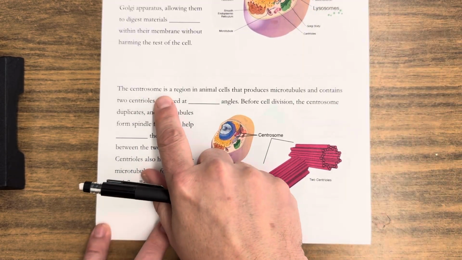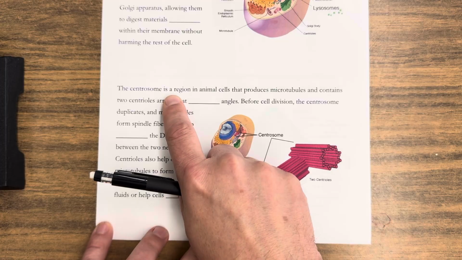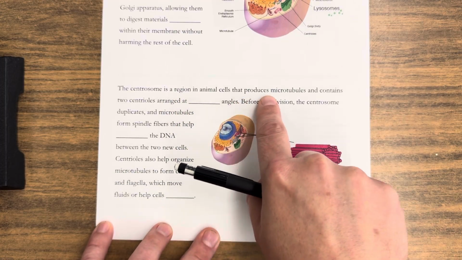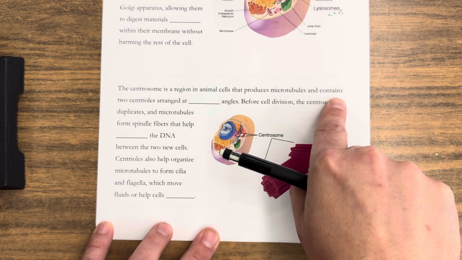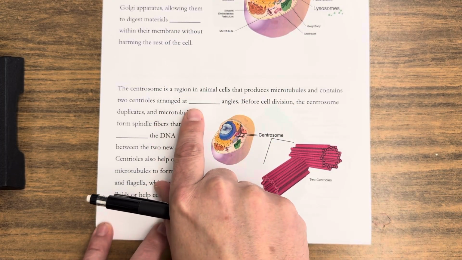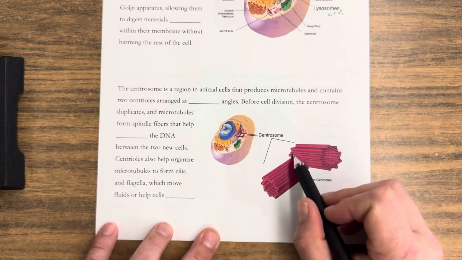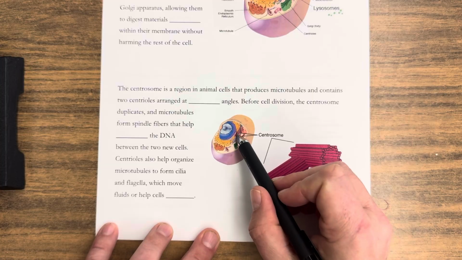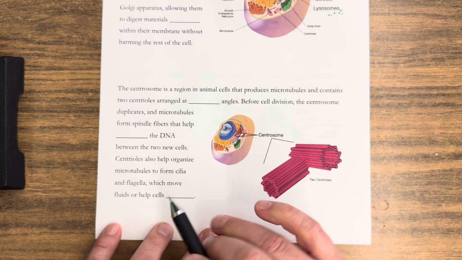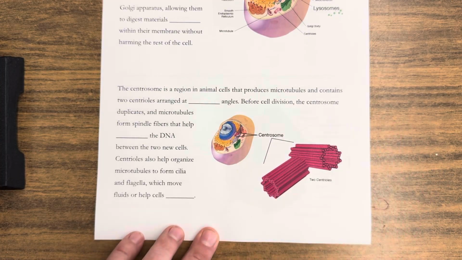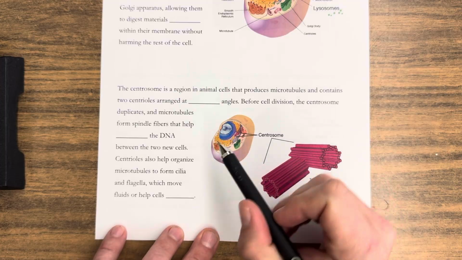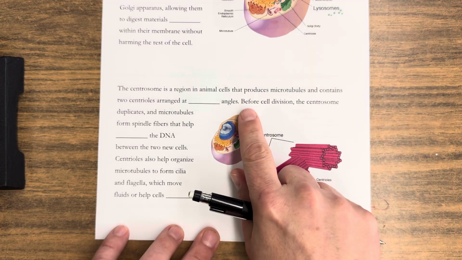The centrosome is a region in animal cells that produces microtubules and contains two centrioles arranged at right angles. So you can see the enlarged version here. And most of the time in the cell, they're just hanging out. They have a specific purpose, but most of the time they're not doing much.